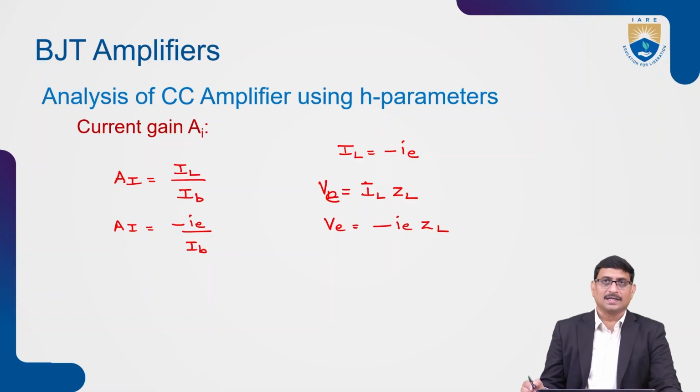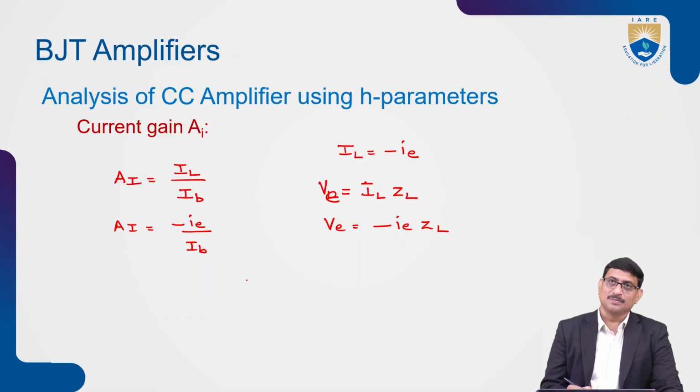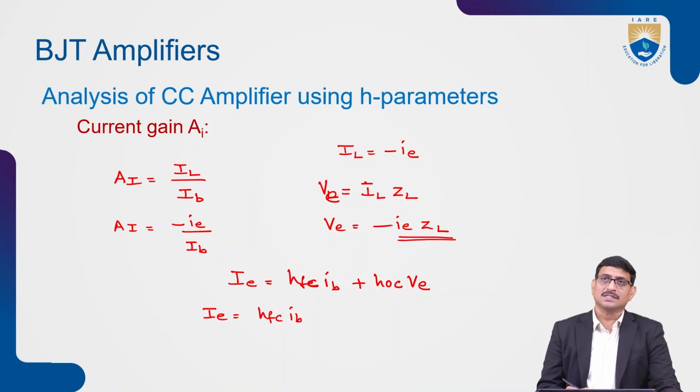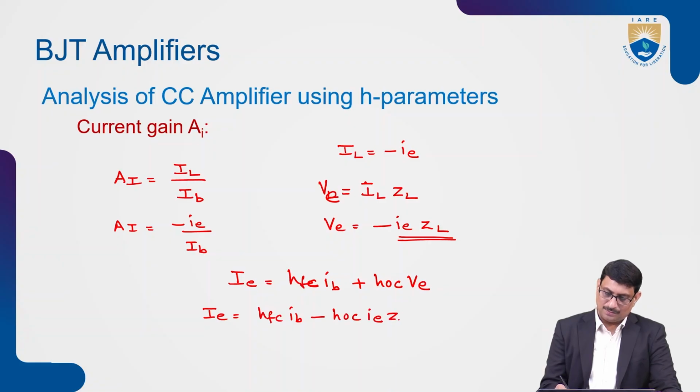Now to find out the current gain, let us take the second h parameter model equation, which is given by IE equal to HFE into HFC into IB plus HOC into VE. In this equation, I will replace the VE, where IE equal to HFC into IB, and VE I will replace in terms of the current. So VE I can write as minus IE into ZL, therefore minus HOC into IE into ZL.